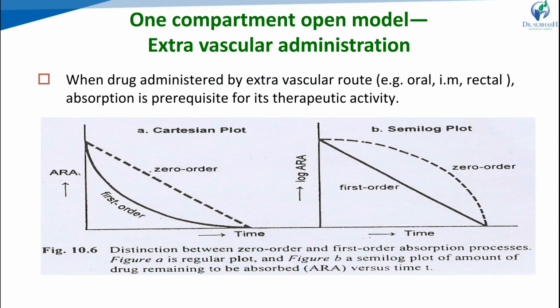To distinguish between zero order and first order absorption processes, in the regular plot of amount of drug remaining to be absorbed versus time, zero order gives a straight line and first order gives a curve. The opposite applies on the semi-log plot, log amount remaining to be absorbed versus time: zero order gives a curve, and first order gives a straight line.